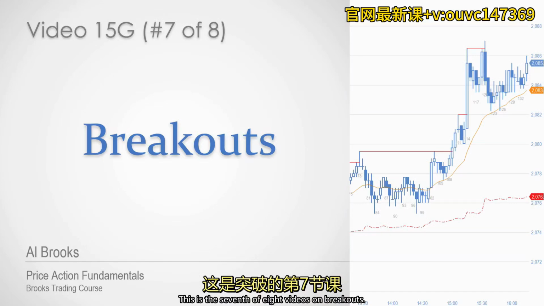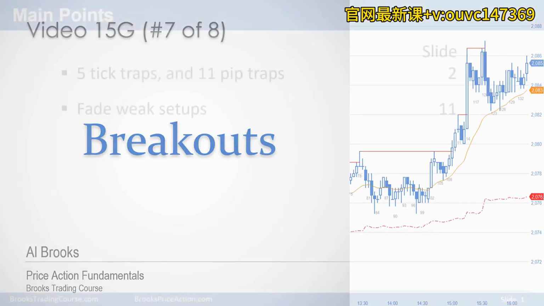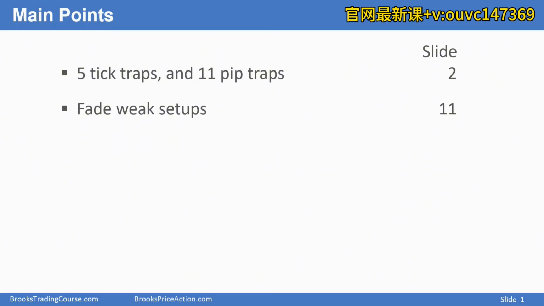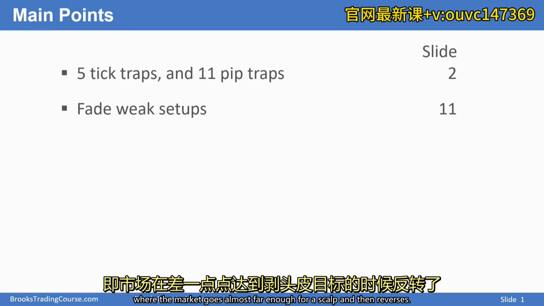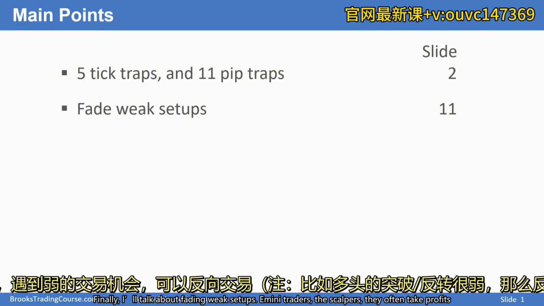This is the 7th of 8 videos on breakouts. I'm going to begin by talking about 5 tick traps and 11 pip traps, where the market goes almost far enough for a scalp and then reverses. Finally, I'll talk about fading weak setups.